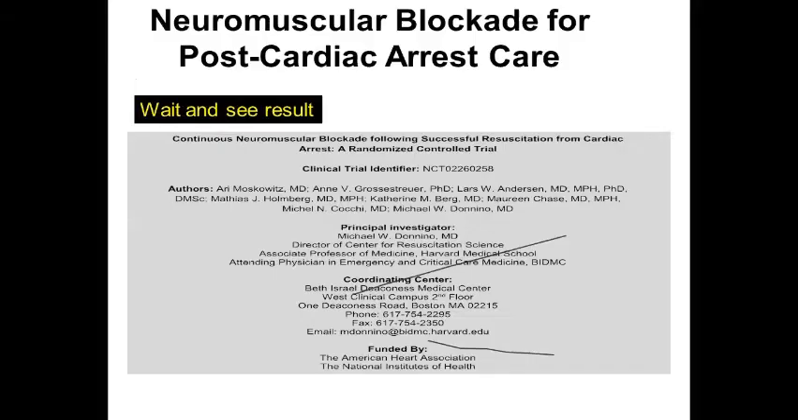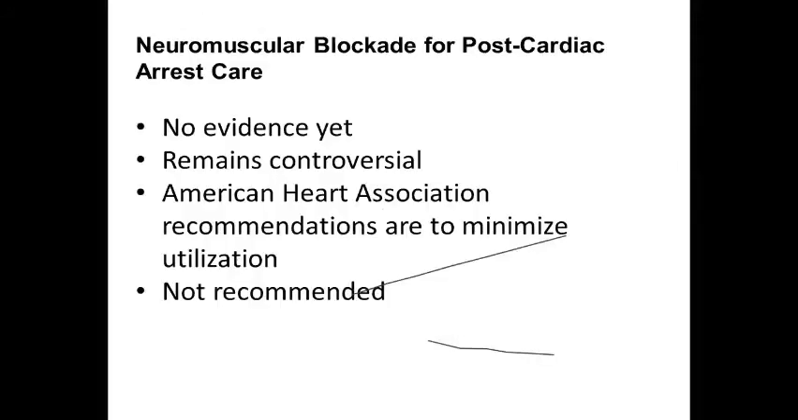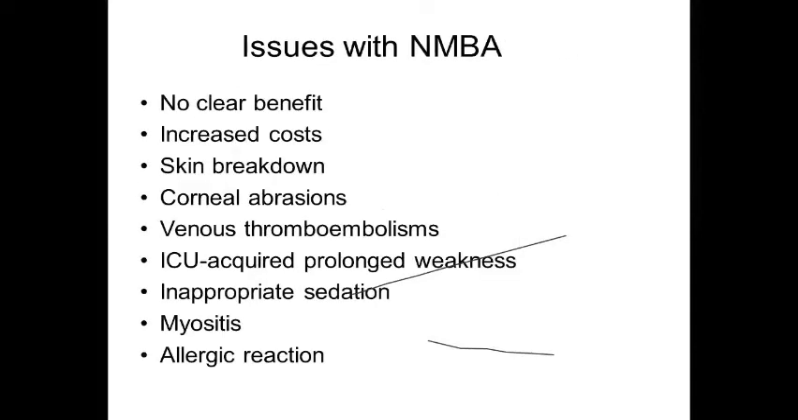So this is the article. We are waiting for this article to come out, and we'll see the result. But there is no evidence. And the American Heart Association guidelines recommend not to use paralytic agents in patients with therapeutic hypothermia. So what are the issues now after all of this literature review about the benefit, if there's any?